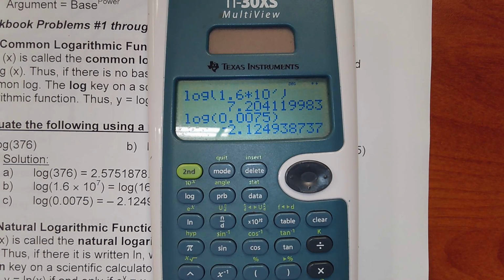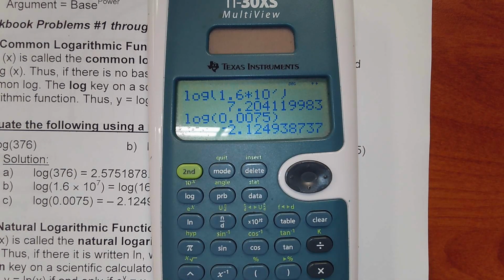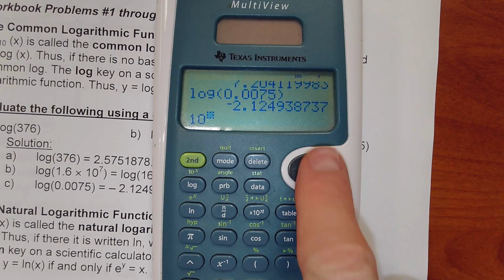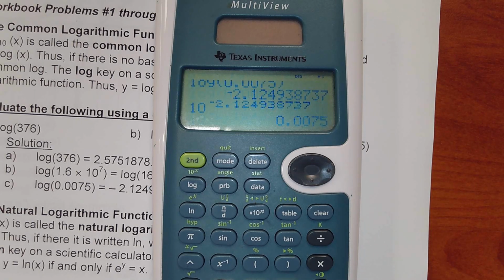Just a quick comment on this. Remember, this is log base 10. This is giving you the exponent for the answer. So this is telling you what exponent you'd have to raise 10 by to get 0.0075. In fact, we can verify that. If I take 10, caret key, go ahead and grab that exponent, hit enter, 0.0075.